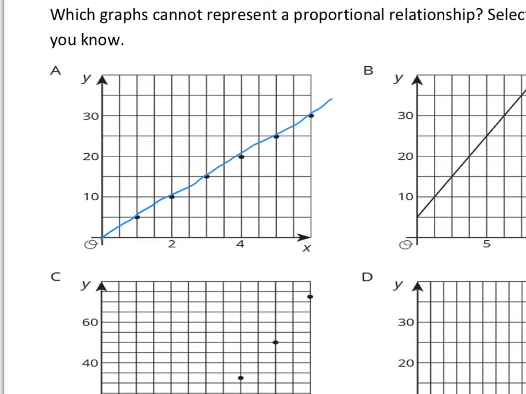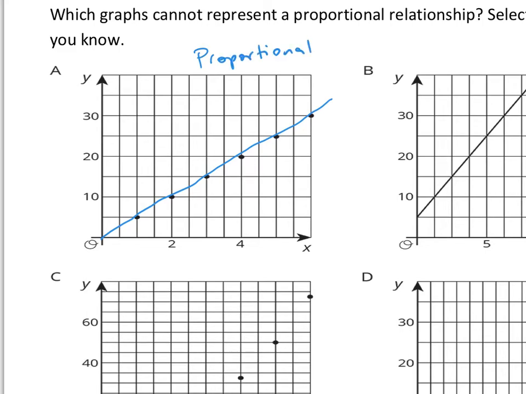Now remember, the characteristics of a proportional graph is that the line must be straight and it also must connect to the origin. It has to run through that point. So here I can see that A is proportional.